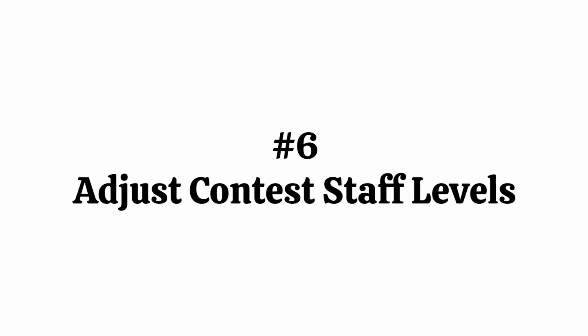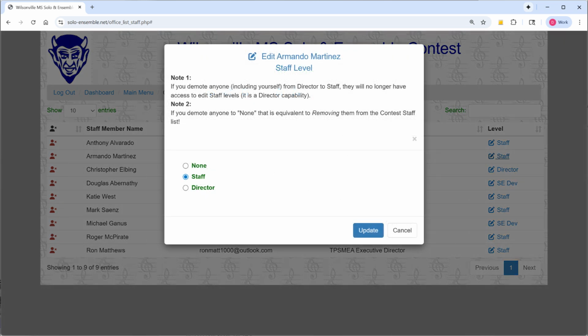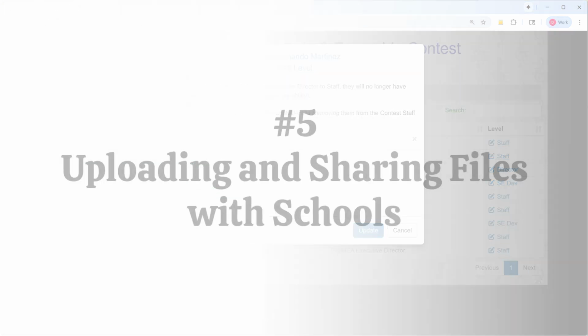Number 6, contest directors can adjust their contest staff levels. There are a few distinctions between contest staff levels, namely between regular staff and contest directors. Contest directors can promote staff members up or down on this hierarchy, including themselves. Here is the screen where such an action is implemented. Note that the status of contest staff or director is specific to each contest event. It is not a global setting across all contests.